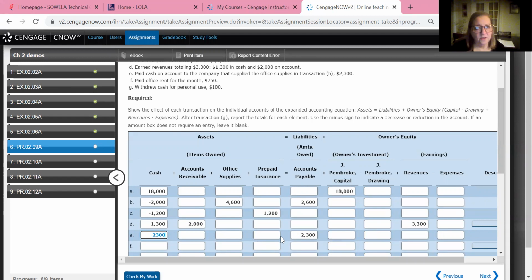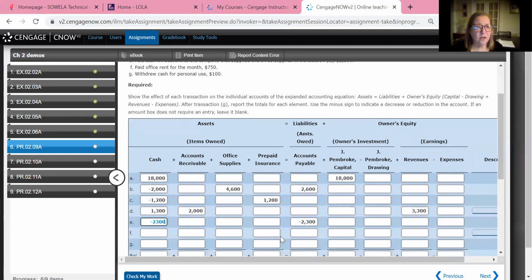So that makes that line in balance. So we're good. So now we're on F. Paid office rent for the month. If we paid something, our cash just decreased. So we're going to negative $750. You have to watch what you're doing. You see that?